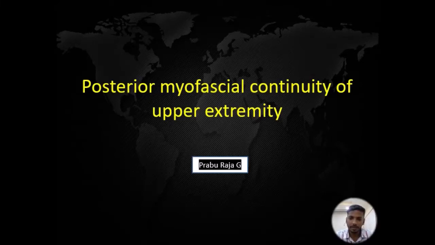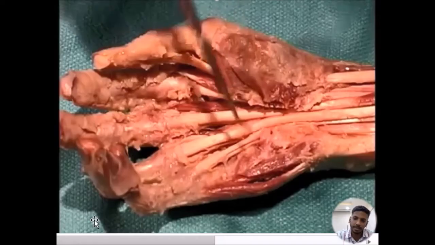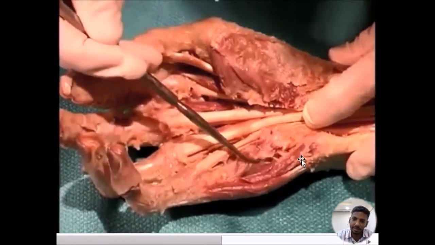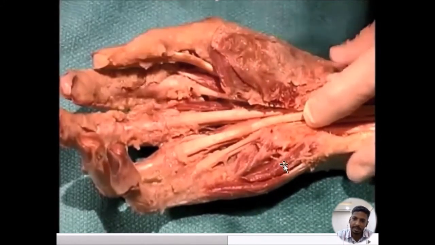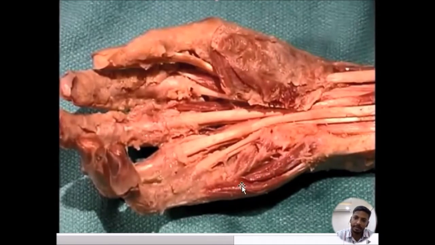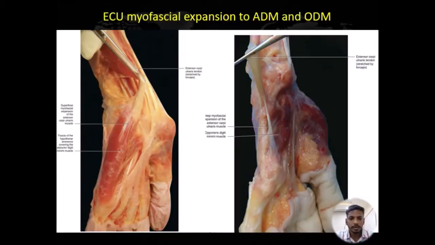Posterior myofascial continuity of the upper extremity, especially the abductor digiti minimi, opponens digiti minimi, and the flexor digiti minimi. These form the hypothenar muscles. So there is a link between the extensor carpi ulnaris tendon, which has a myofascial expansion or myofascial link to the hypothenar muscles, especially to the abductor digiti minimi, which is one of the hypothenar muscles.